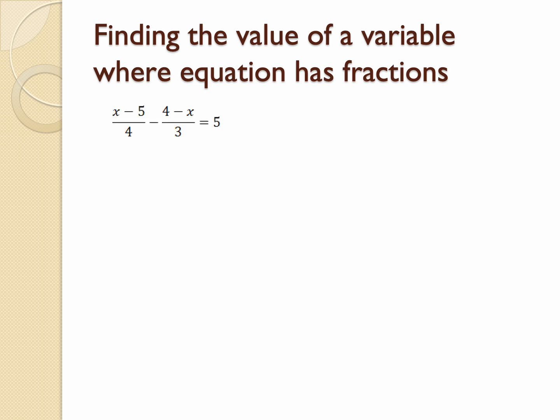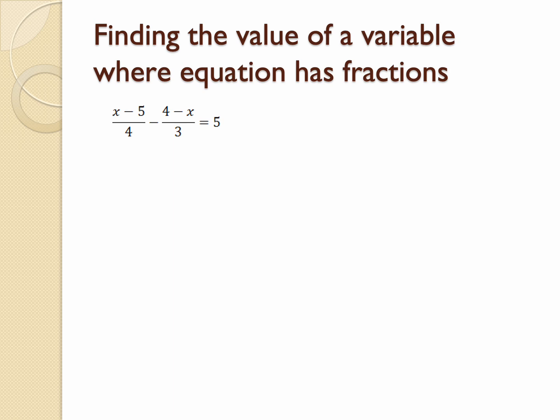So here's an equation: x minus 5 over 4 minus 4 minus x over 3. Notice this minus in the middle. This minus applies to the entire fraction on the right side. Some students make the mistake of thinking this minus only applies to the 4. That's not correct. This minus applies to the whole thing on the right.